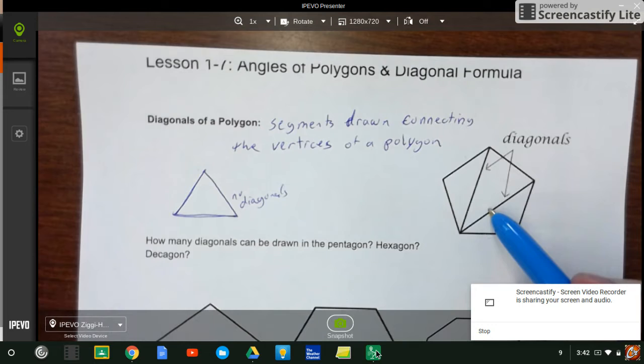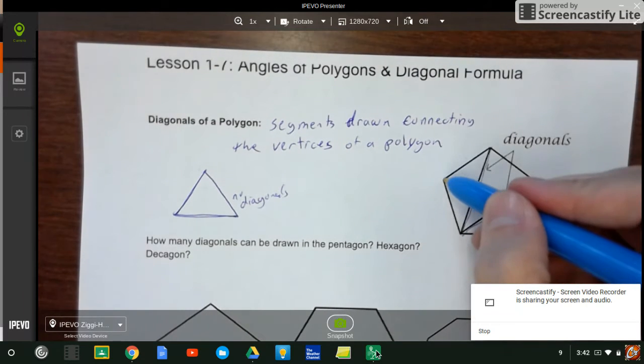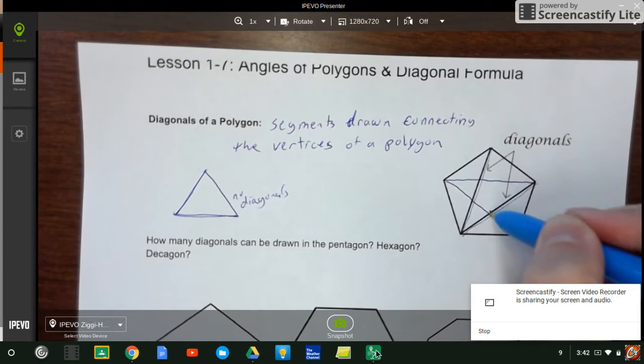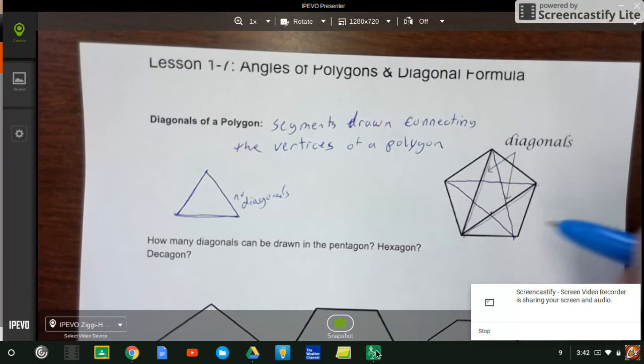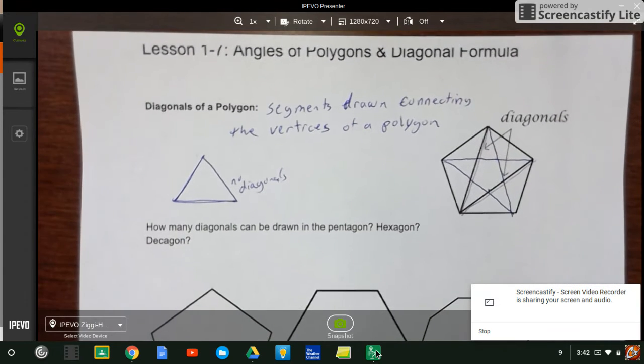But here we got a pentagon. I can see there's a diagonal. There's another diagonal. And I can draw a diagonal here. I'm going to draw a diagonal here. And I can draw a diagonal here. There's a lot of diagonals. In fact, it begs the question, how many diagonals are in a polygon?